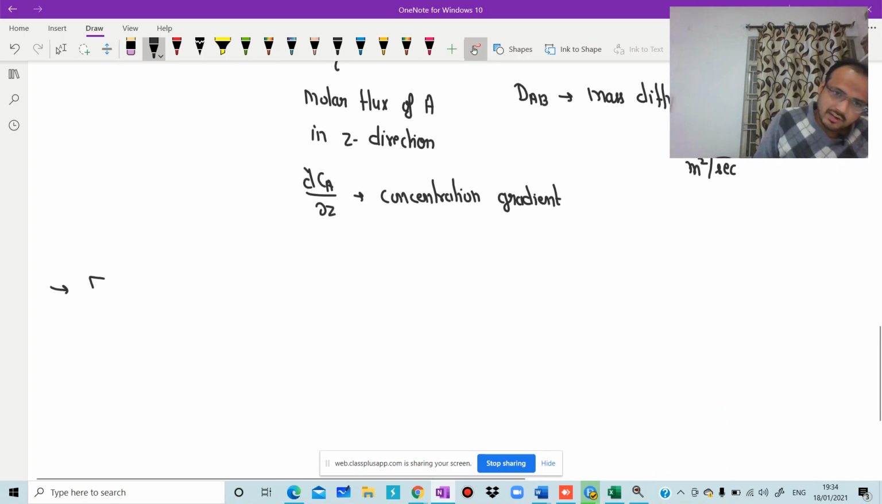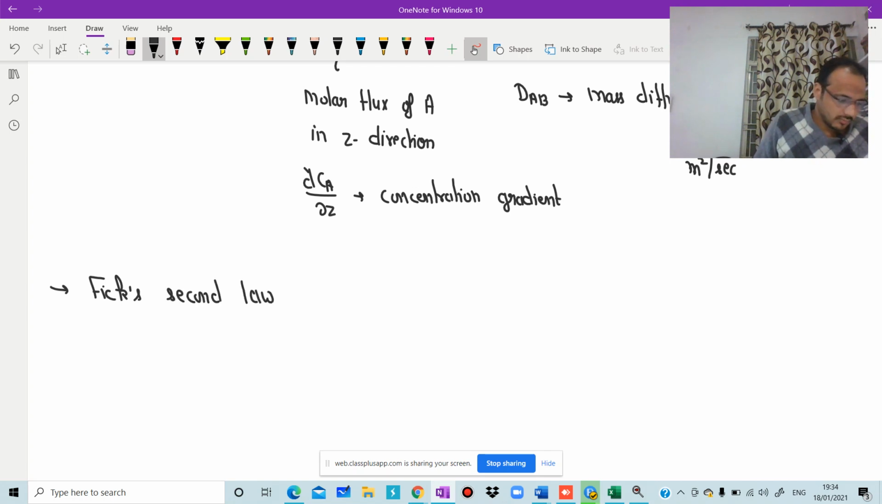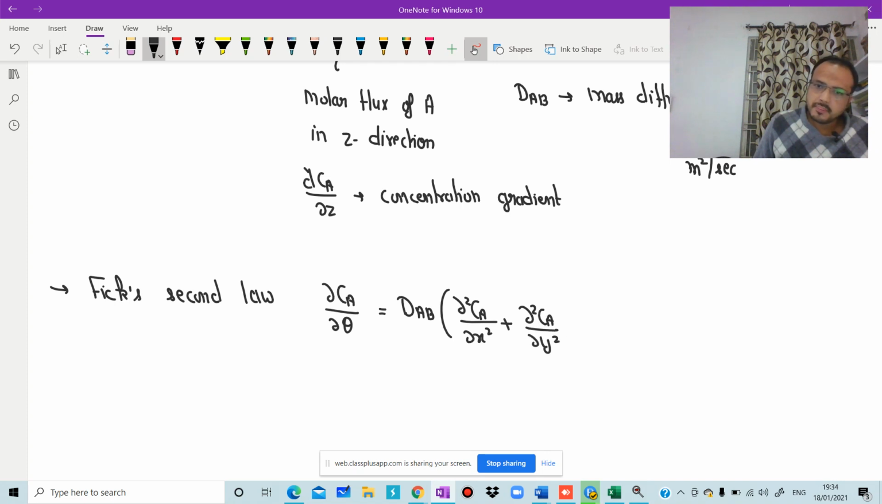Write down next, Fick's second law. Del CA by del theta equals DAB times del 2 CA by del x square plus del 2 CA by del y square plus del 2 CA by del z square. Theta is not angle, it is time.